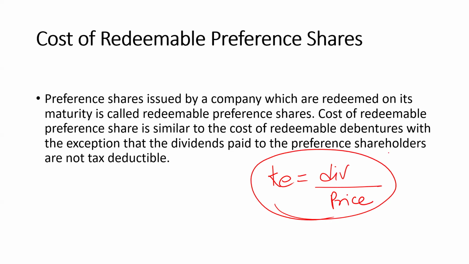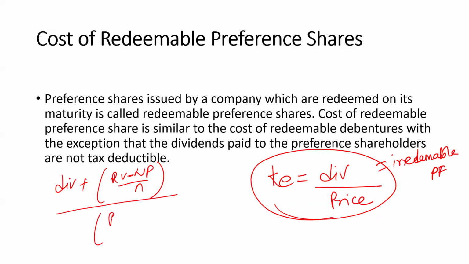This is the formula of irredeemable preference share. For the case of redeemable preference share, it would be dividend plus redemption value minus net proceeds by n, whole divided by redemption value plus net proceeds by 2. Same formula that we used in the case of debt, but in the case of debt, it was tax deductible. In equity, there is no tax deductible. The cost of redeemable preference share is similar to the cost of redeemable debenture, with the exception that dividend paid to the preference shareholder is not tax deductible.